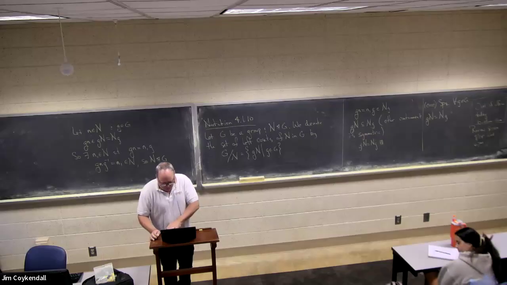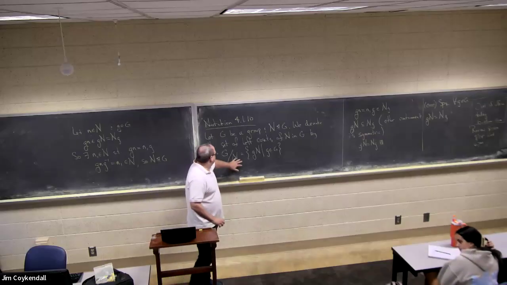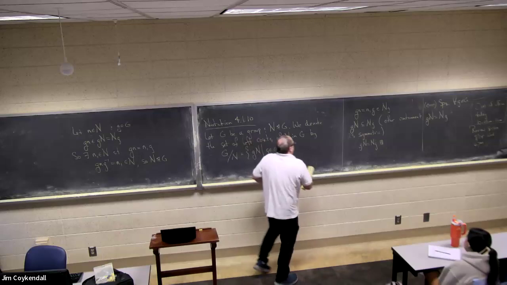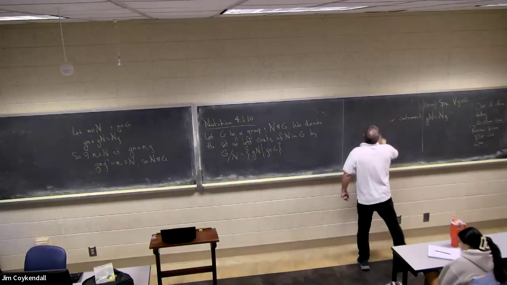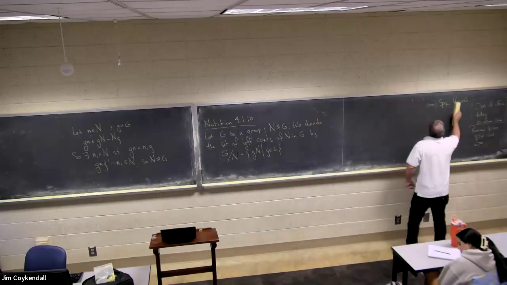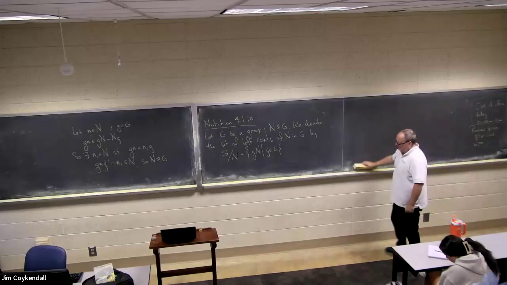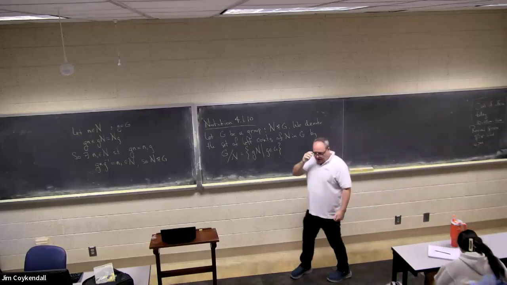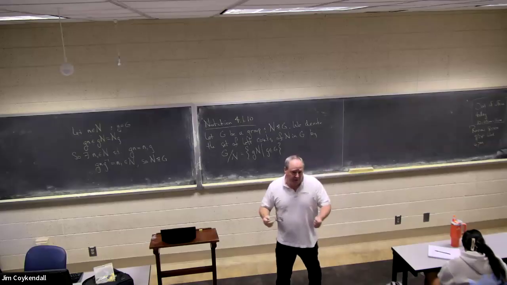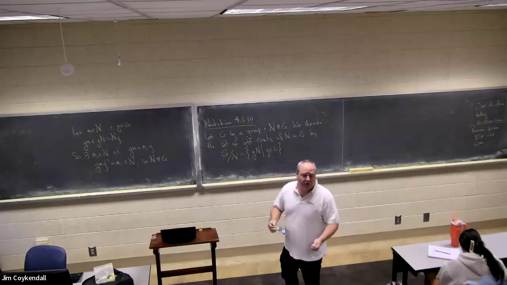So if you see this notation, this right here just means a set of left cosets, and I'll reserve this for normal. Of course, N could be any subgroup, and I can consider its left cosets. But if it's not normal, some of its left cosets may differ from the right cosets.